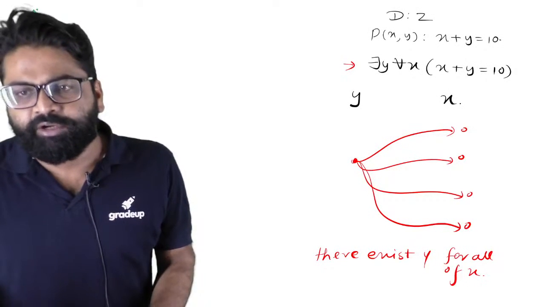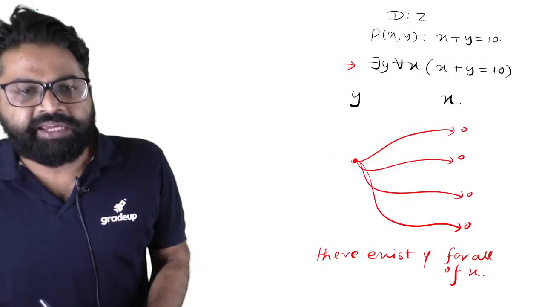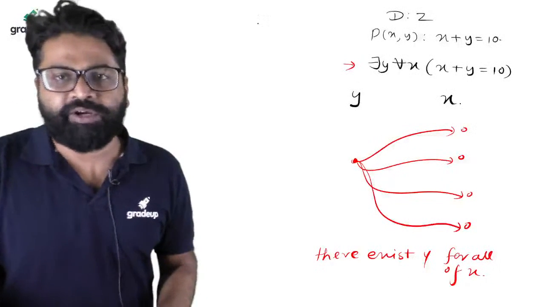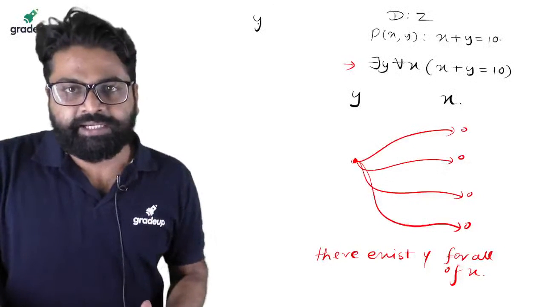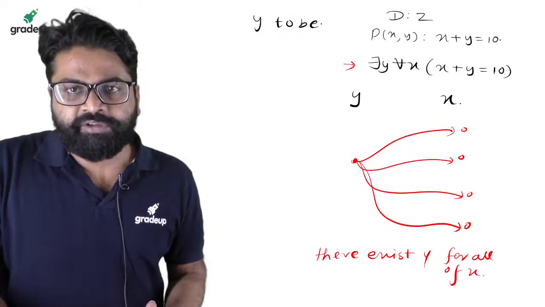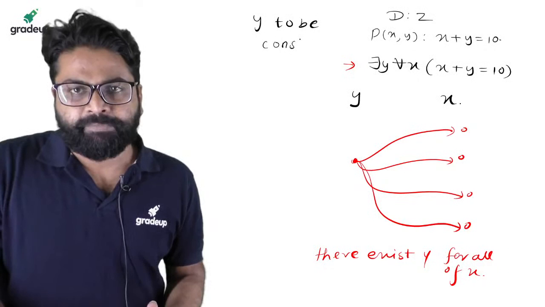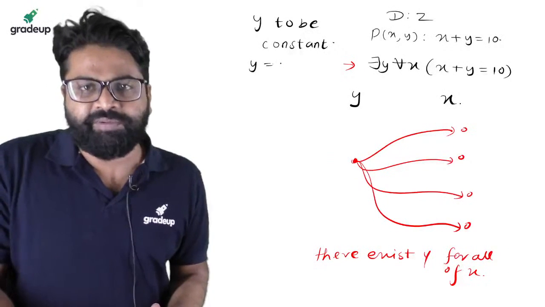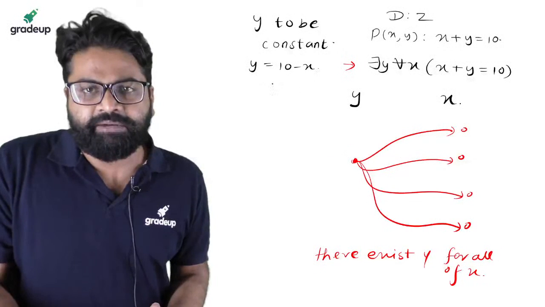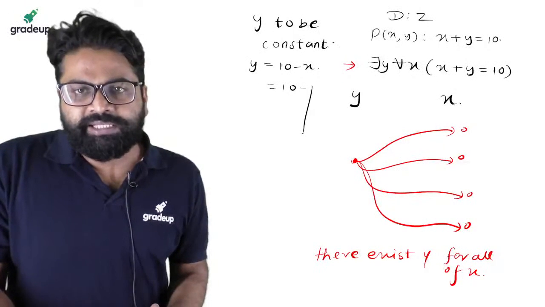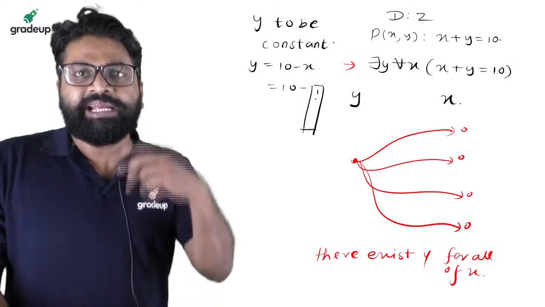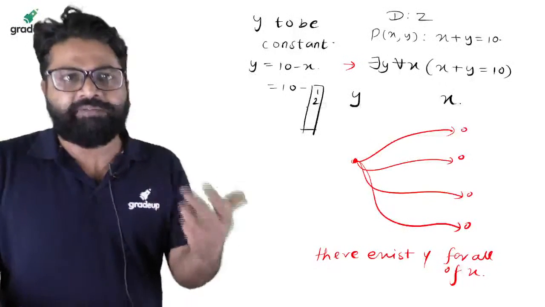Actually, if you try to understand, they are making this y constant. This statement is forcing y to be constant, which is impossible. You know why it is impossible? Because y equals 10 minus x. As soon as you change the value of x, suppose you put 1, you get y as 9. If you put x equals 2, you get y as 8.